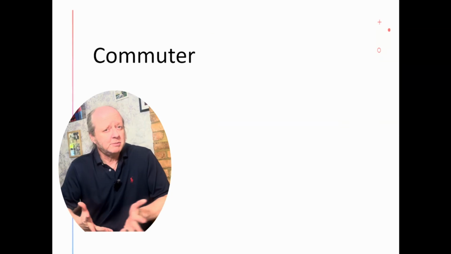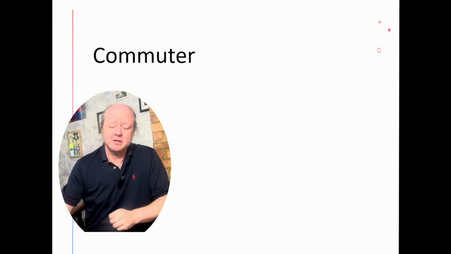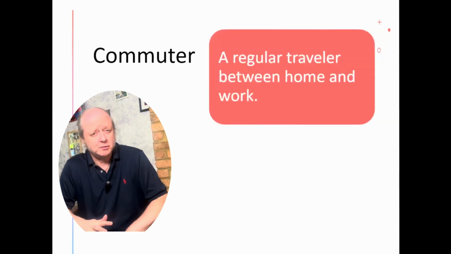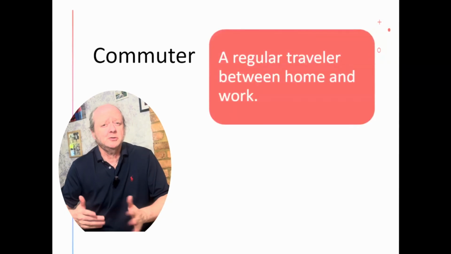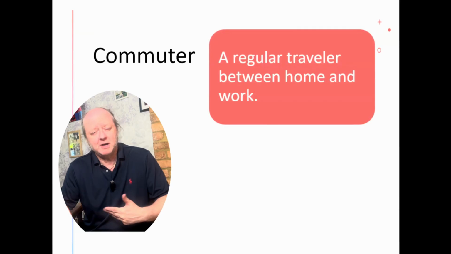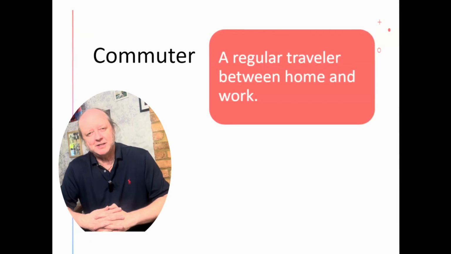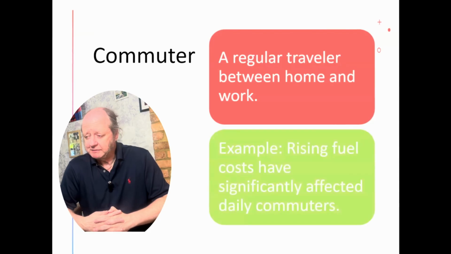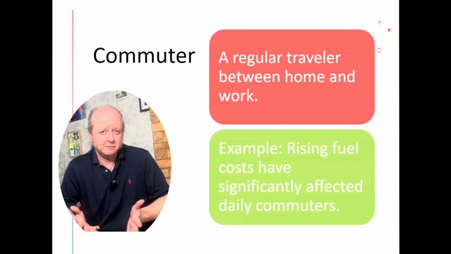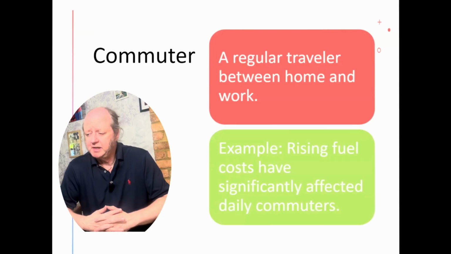A commuter, maybe you've heard this one, it's a noun, a person who travels between home and work, usually every day. So they travel by car, train, or bus to work and then back home again in the evening. Example: rising fuel costs have significantly affected daily commuters. That suggests that because you have to pay a lot more money for your fuel, for example, petrol or gas, it's going to affect a lot of people who drive to work.